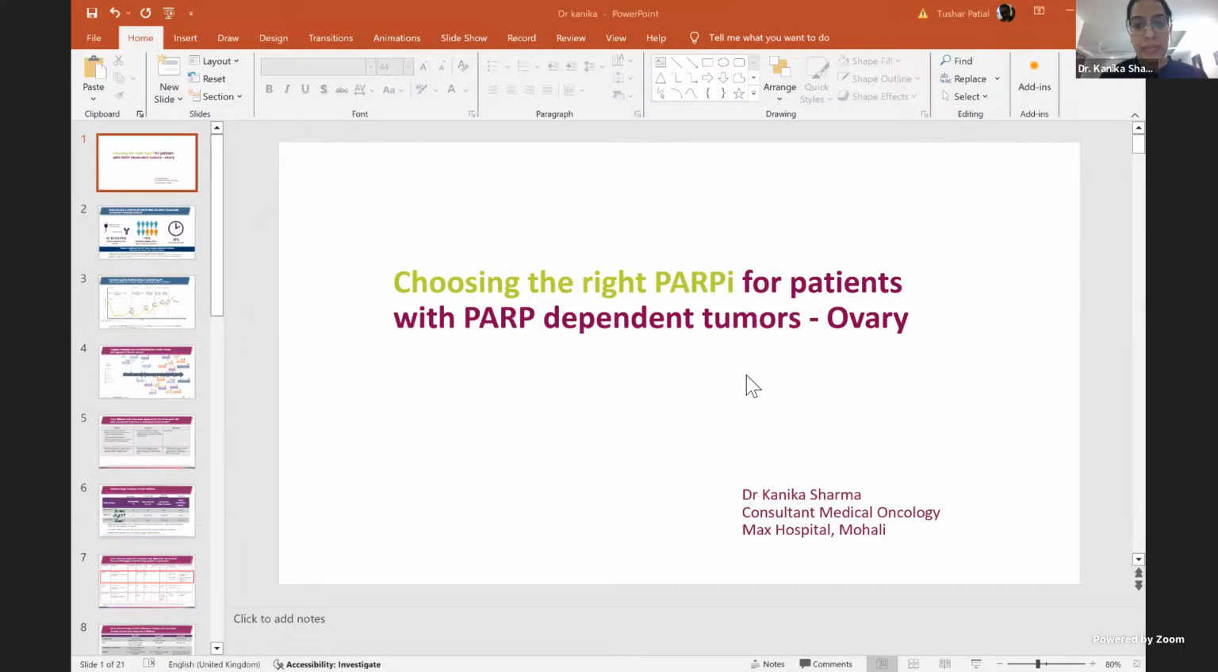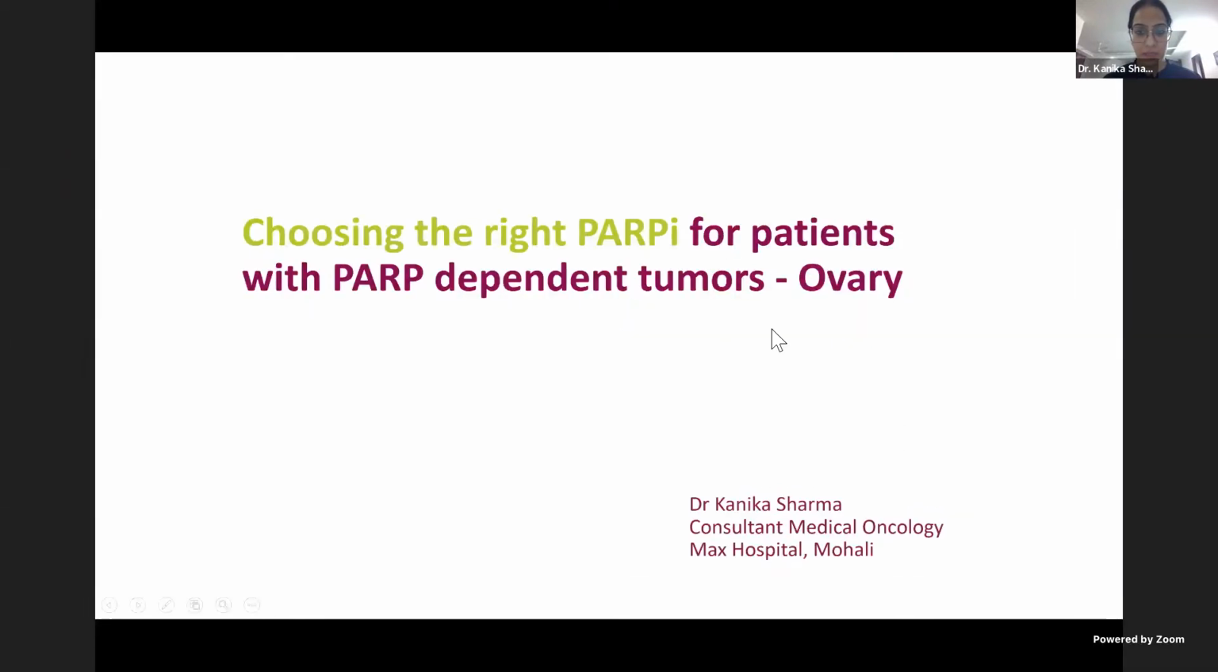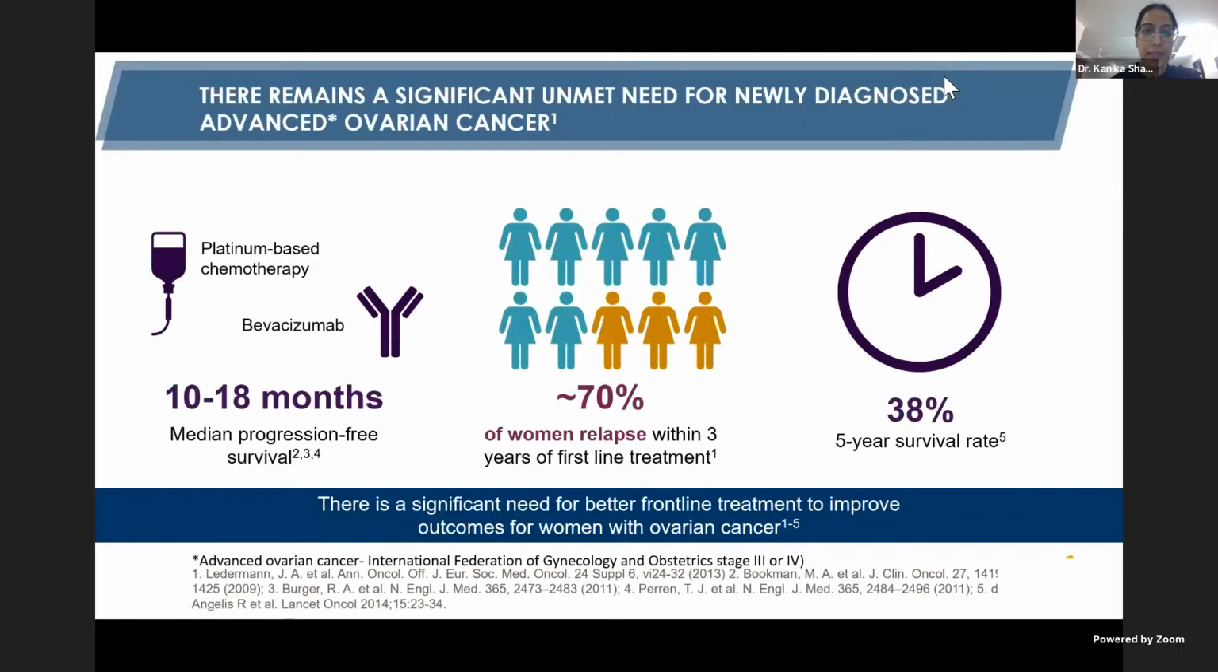So today I'll be talking about PARP inhibitors in ovarian cancer, in the first line setting and in the recurrent and relapse setting. As sir rightly said, it will be choosing the right PARP inhibitor for patients with PARP-dependent tumors. That is, I'll be discussing ovarian cancer.